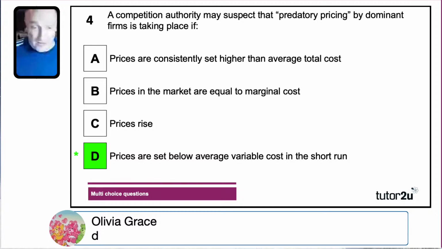Price set below AVC. Now, the really key point here, Olivia has got the right answer. Well done, Olivia. If you're pricing below average variable cost, you're essentially pricing below your shutdown point. So you're guaranteeing yourself a loss, a heavy loss. Of course, the idea is to drive firms out of the market so you can then raise price, increase your margins going forward. Well done to everybody. If you've got 4, that's a great start.